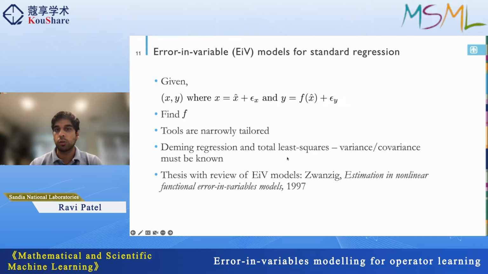Deming regression and total least squares regression can be used for linear regression if you have noise in the independent variables. But you have to know the variance to use them. For an overview of a few different types of error-in-variables models, I recommend this thesis by Zwanzig.